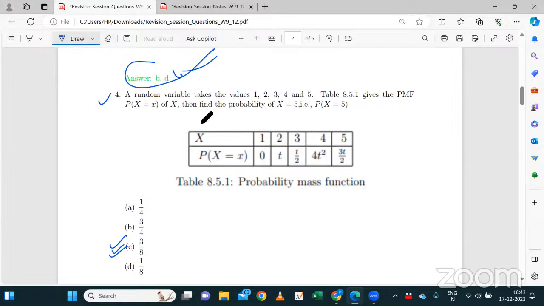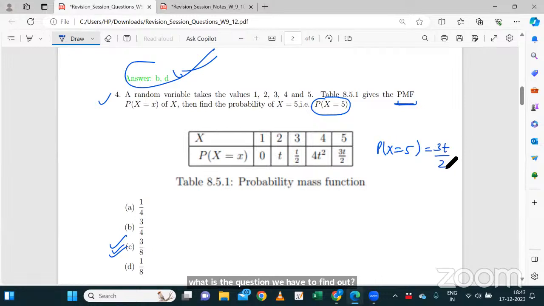If you see, it's clearly saying it's a PMF. And what is the question? We have to find the probability x equal to 5. So what is the probability at x equal to 5? It's nothing but 3t by 2. So it's not an exact value here. First of all, we have to find t, the unknown value. To find the value of t, I can use the property of PMF.